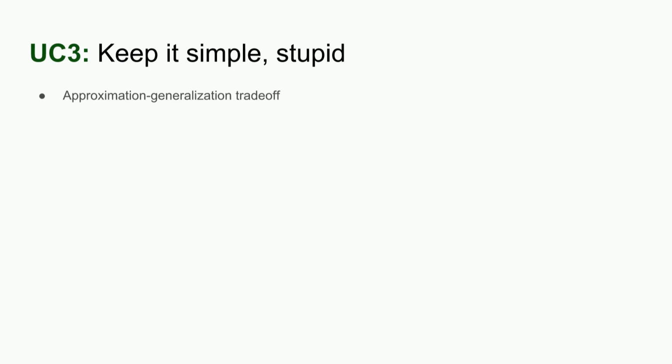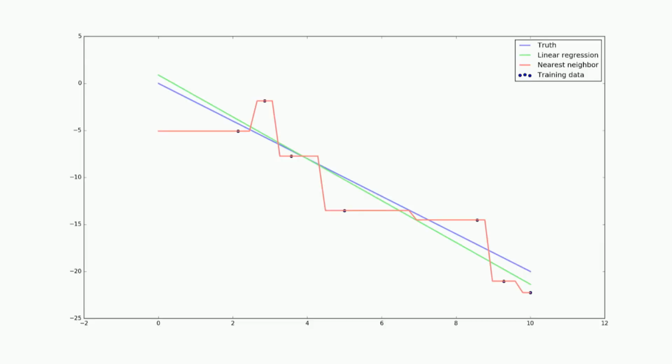So the approximation generalization trade-off is a theoretical concept from machine learning that can help us understand why this works. And as you might guess from the name, it means that if you have more approximation, you're going to have less generalization. If you have more generalization, you're going to have less approximation. Those words don't really mean anything, so I drew a graph that'll help us understand. Again, here I've made up some data, and the blue line is the truth, and then I sampled some points from it with a little bit of random noise in there to, again, model the real world.